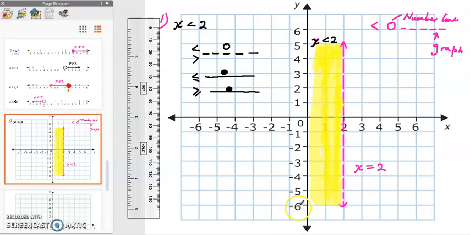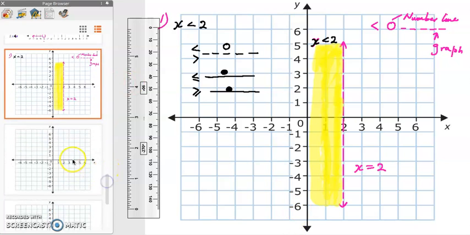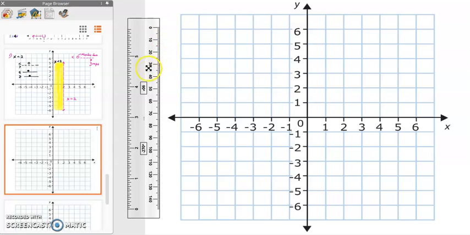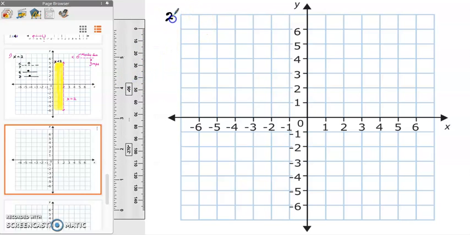Alright, so let's move on to another example. Alright, so I'm gonna call this 2. Let's have this as x greater than or equal to 1. Now, first thing that we do, we identify our number in question, 1, and it is not a negative 1, it is a positive 1. Negative 1 is over here. So our positive 1 would be right here. So we identify our 1.